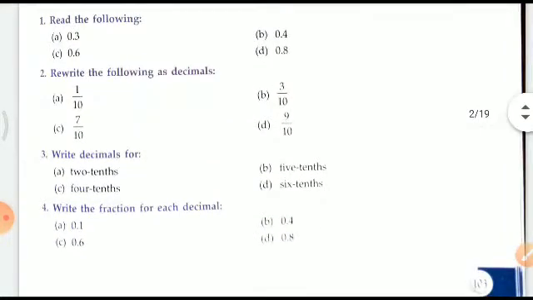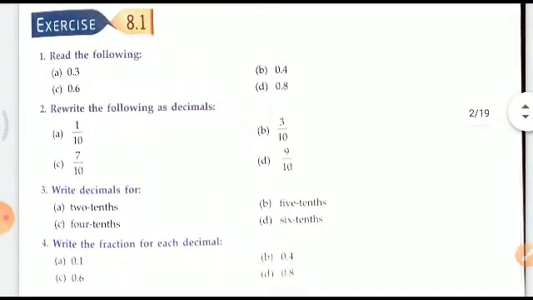Now read the following in 8.1. The first is 0.3, right? It is 0.3. The next one is 0.4, right? Then let us write the following.